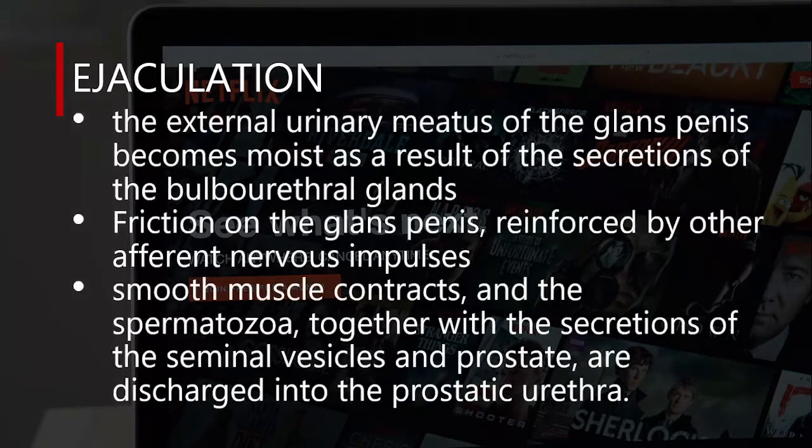So, ejaculation. The external urinary meatus of the glans penis becomes moist as a result of secretion of the bulbourethral glands. Friction of the glans penis is reinforced by other afferent nervous impulses. The smooth muscles contract, and the spermatozoa, together with the secretion of the seminal vesicle and the prostate, are discharged into the posterior urethra.